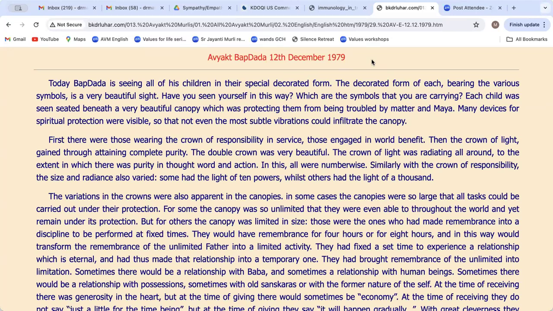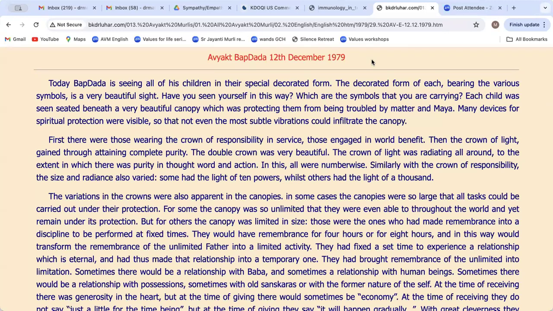Sometimes I think in Hindi, Baba says alankar, which I don't know the exact English translation for, but it is all those ornaments which we are wearing. And today he's saying the ornaments symbolize some things. And what are these symbols?